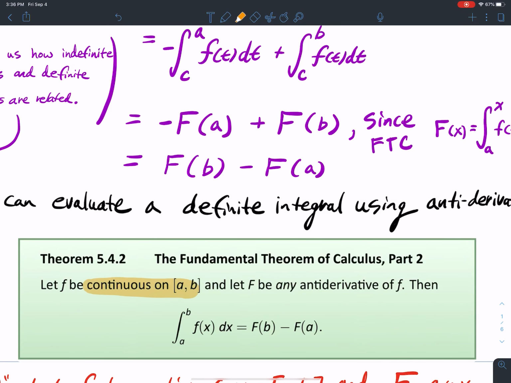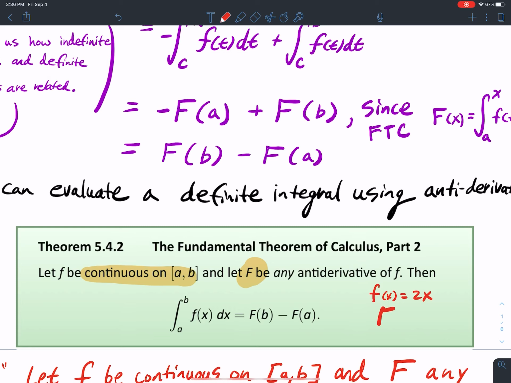if f is continuous on [a, b] and capital F is any antiderivative, that means, say you had a derivative of 2x, that's my favorite one, right? Then the antiderivative, if I integrate 2x, is x squared plus c, right? So when I say any antiderivative, I mean it could be x squared plus 3, x squared minus pi, whatever, right? When I take the derivative of this antiderivative, I get 2x.